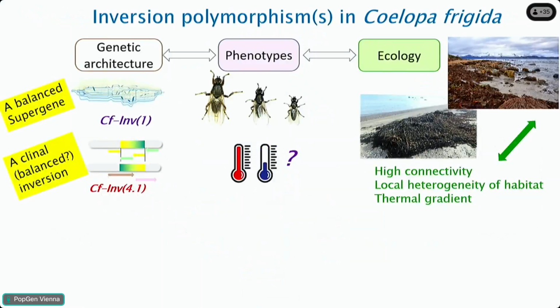Okay, so just to summarize, I've been showing you two inversions on which we are trying to elucidate the genetic architecture. For some, we know well the genetic architecture but not the phenotype, and the other way around. We know they are very polymorphic in nature and they covary with the habitat, so they must be somehow under differential selection and involved in local adaptation.